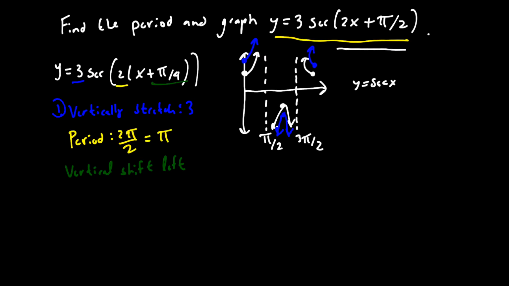Now, if we apply the second transformation here, our horizontal compression by half, so the period is now pi, then the entire portion of this graph is going to fit in between 0 and pi. So our new vertical asymptotes are going to be given by pi divided by 4. And our other new vertical asymptote is going to be given by 3 pi divided by 2. So let me go ahead and draw a new picture for our graph here.